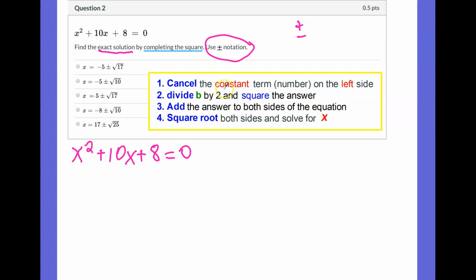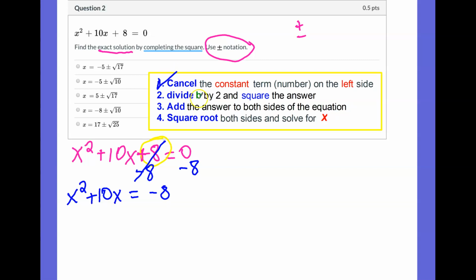The first thing it says, cancel the constant term number on the left side. So we need to cancel 8. We know that is positive 8, and to cancel I need to subtract 8. So 8 minus 8 is 0. So now I have x squared plus 10x equals negative 8. So I have done step 1.